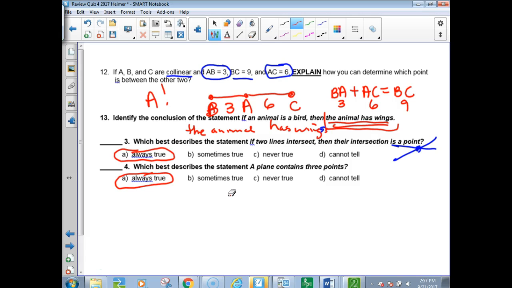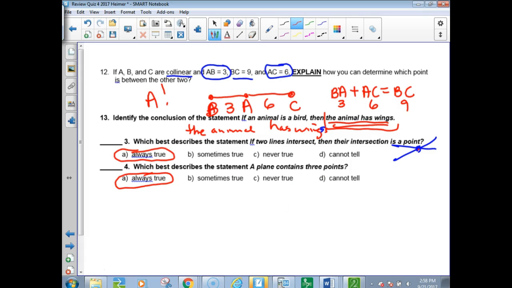in this particular situation. Okay, the conclusion of this statement, if an animal is a bird, then the animal has wings. An animal has wings. That's the conclusion. And describing the statement, if two lines intersect, the intersection is a point. That's one of our postulates. I think it was 2.6, but I don't really care. It's always true.